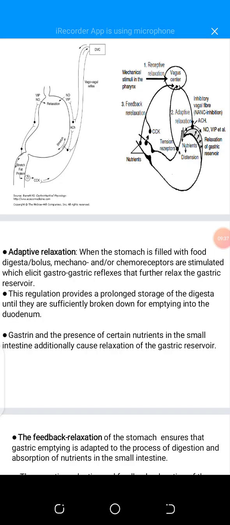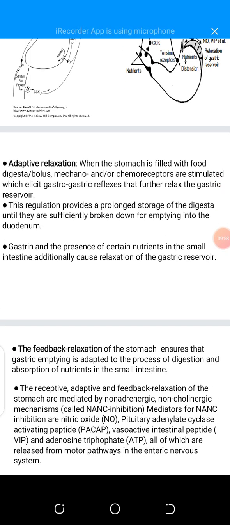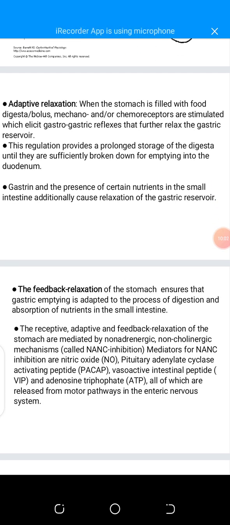There are other factors that are also involved in adaptive relaxation. They are gastrin, the presence of gastrin, and the presence of certain nutrients in the small intestine, which additionally cause relaxation of the gastric reservoir. Last but not least, the feedback relaxation of the stomach.